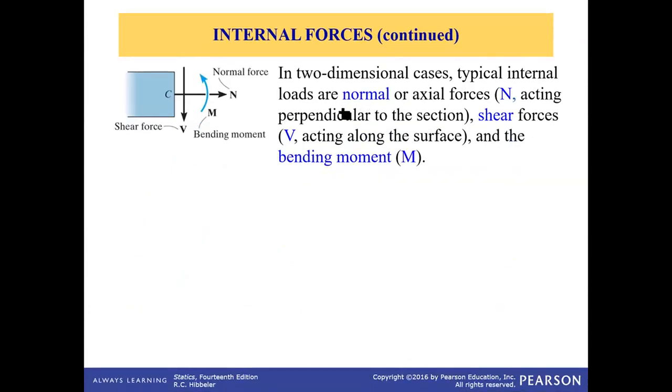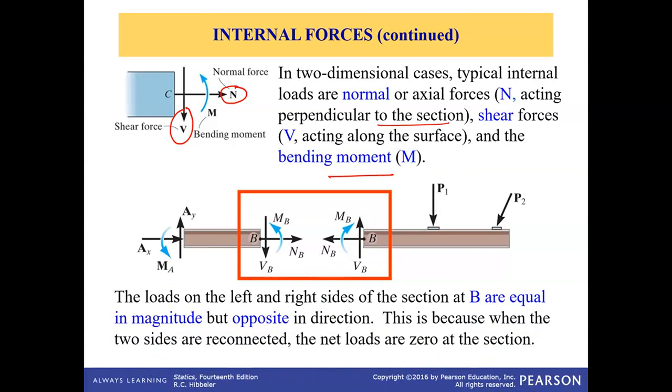In two-dimensional cases, typical internal loads are normal, which is perpendicular to the cross section, shear, which is parallel to the cross section, and bending moment, which is shown here. When we cut the member and expose internal forces, they are equal and opposite in magnitude on both sides of the section. So for the left side, if the normal force is coming out, then for the right section it's also coming out. If shear is going down, then shear is going up on the other side of the section. The same goes for the bending moment. This is counterclockwise and this is clockwise.